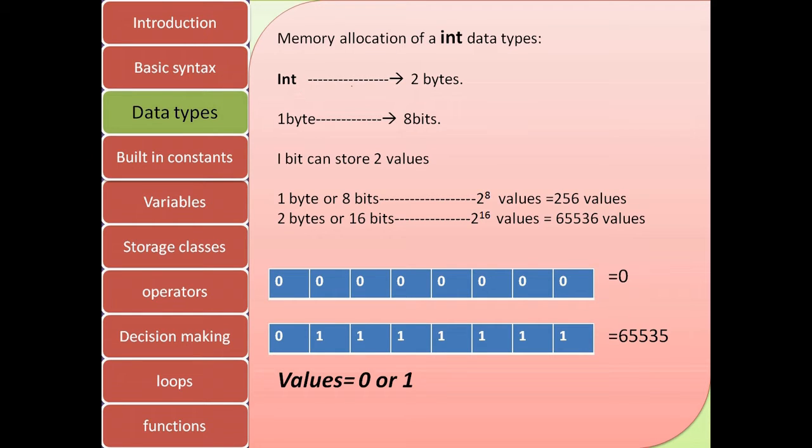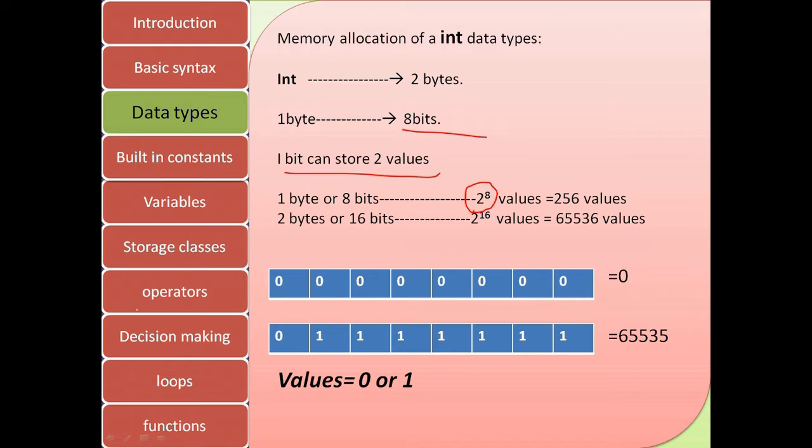1 byte is equal to 8 bits, and 1 bit can store 2 values. So if 1 bit can store 2 values, then 8 bits can store 2 to the power of 8 values, that is 256 values. But we have integer of 2 bytes, so 2 bytes can store 16 bits or 2 to the power of 16 values, that is 65,536 values. Here values are 0 or 1 because computer can only understand binary language, that is 0 and 1.